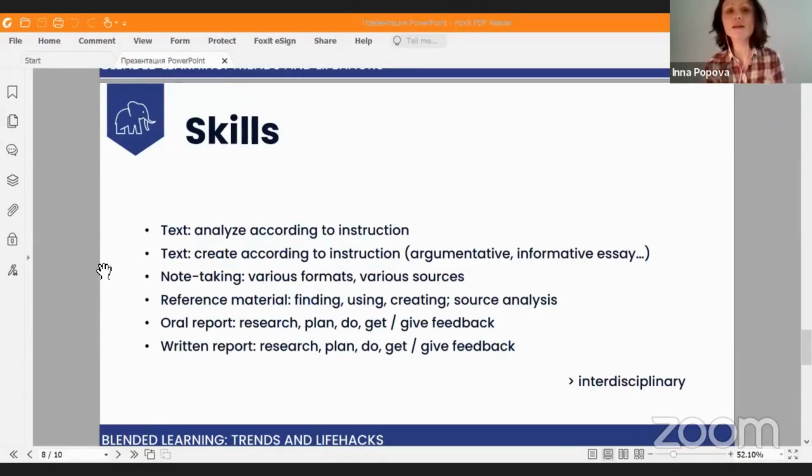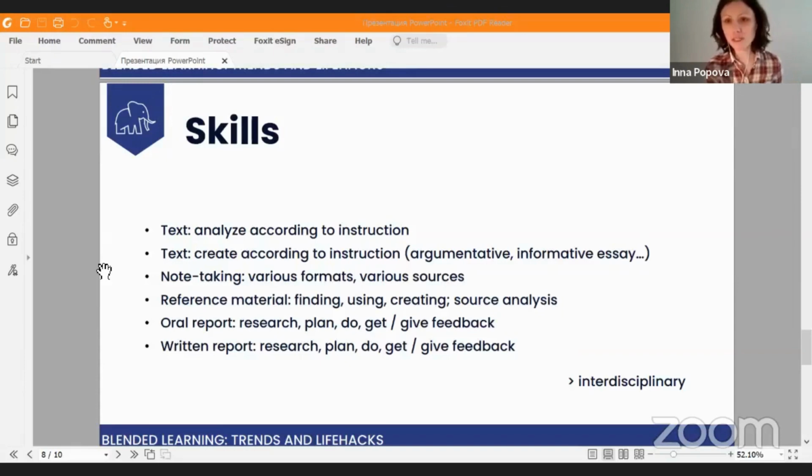Creating text or writing according to an instruction. Here we teach them to write a 5-paragraph essay, 6-paragraph essay, argumentative, informative essay, and so on, according to a very strict instruction. And we use it not only in the first language subject, but also in history and literature. And I'm sure that other subjects, like biology or maybe physics, also need students to write a full answer, so to say. And there the students also use this skill.